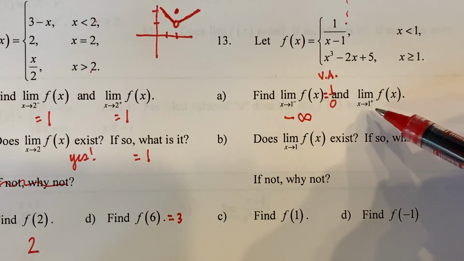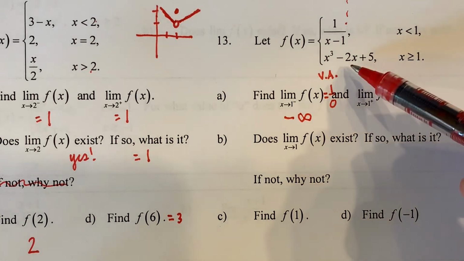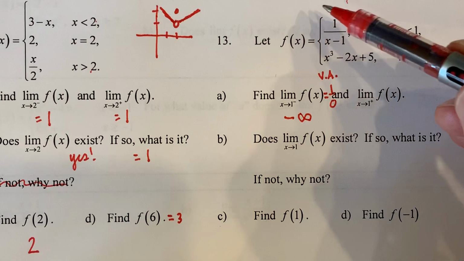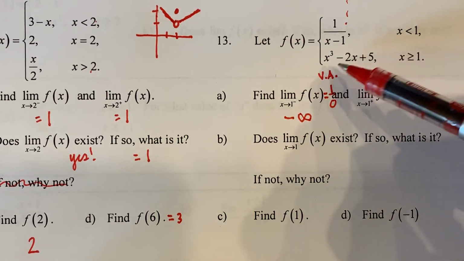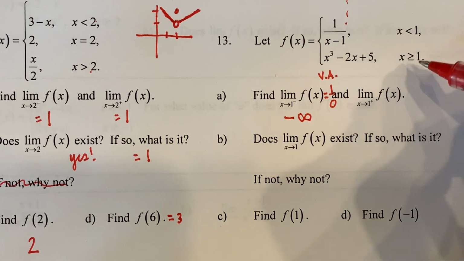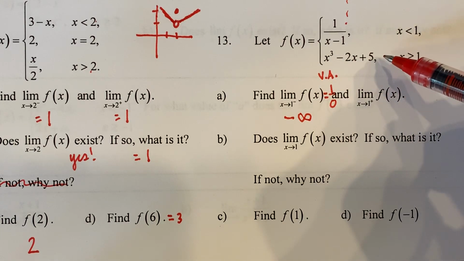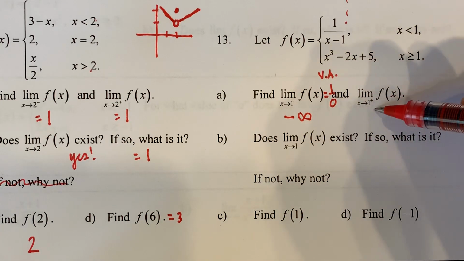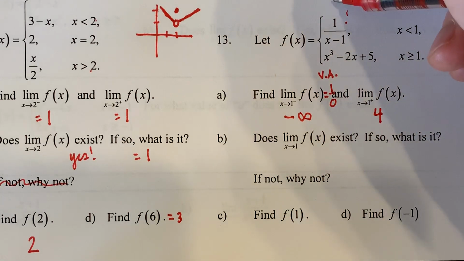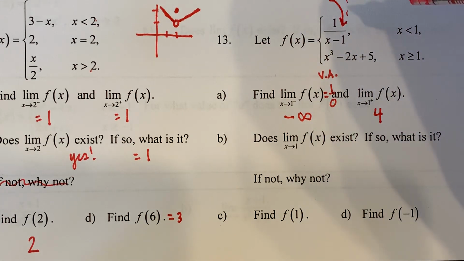Now, you'll see that from the right side of 1, I don't have a VA. It's a different graph. So you actually have a vertical asymptote on one side of the graph, and then you have this polynomial on the other side. Well, let's plug in a 1 and see what happens. 1 minus 2 plus 5 is 4. So from the right side, I get a 4. So this graph is actually diving down on one side, and on the other side, it has a value of 4, and then it leaves there and does something.